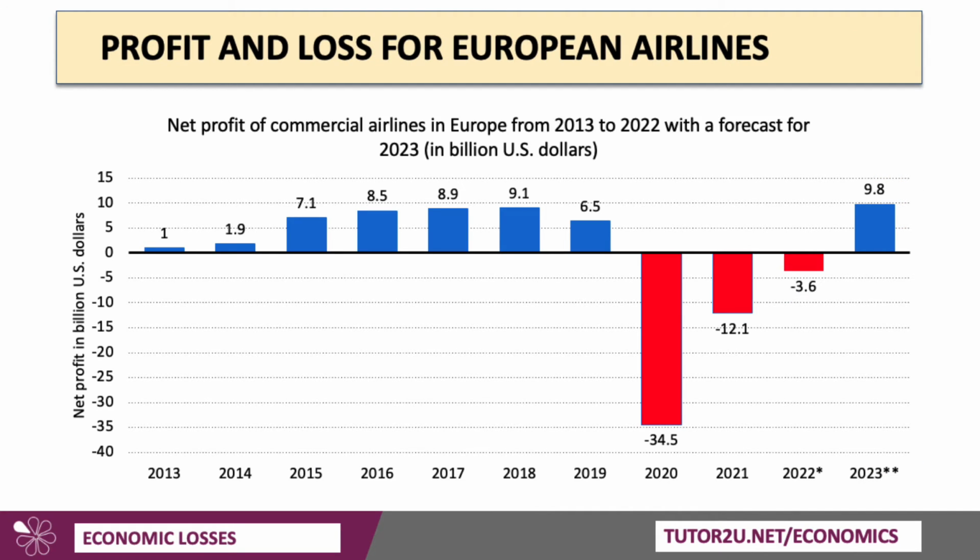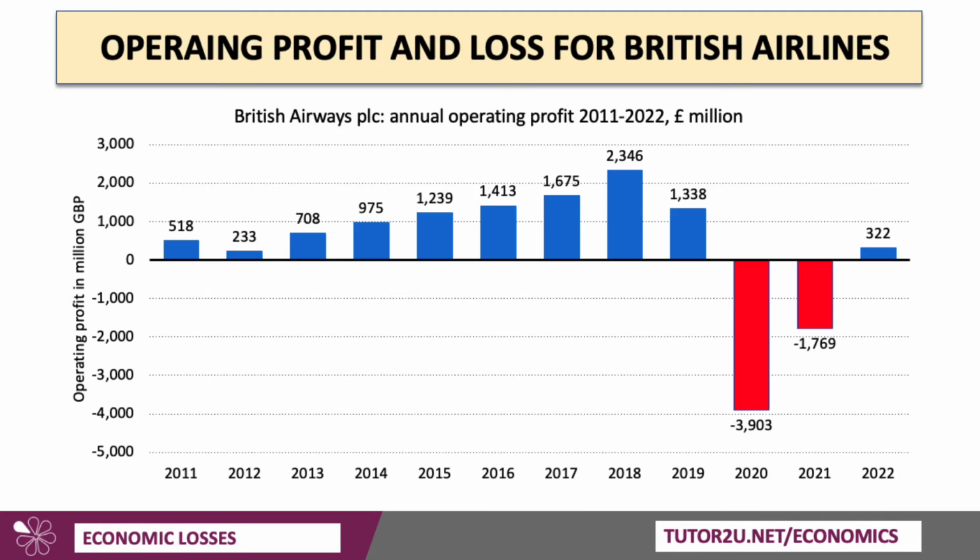Indeed, look at the net profits of commercial airlines in Europe from 2013 to 2022. There's a forecast in there of a return to profit, but you can see the collapse in the profitability of commercial airlines during the lockdown years of 2020, 2021, lagging into 2022. It's only back in 23 that the net profit, that's overall of all airlines, has now returned positive.